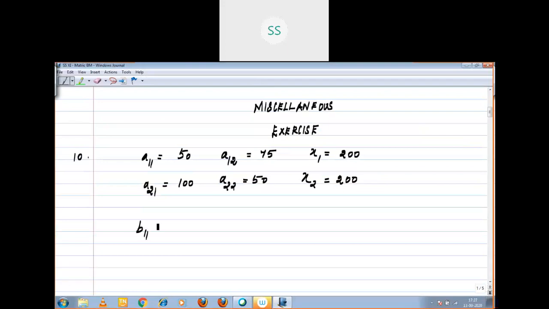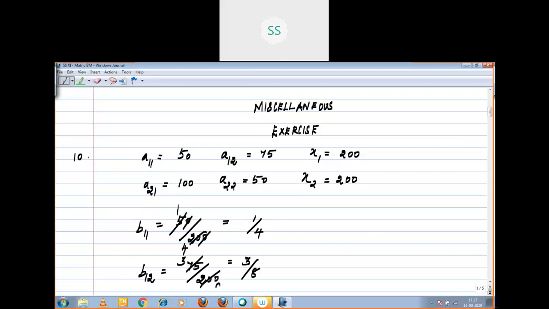First, what is B11? A11 divided by X1. 50 divided by 200, sorry. So what can I get? 1 by 4. B12 is A12 divided by X1, 75 divided by 200, which is equal to 3 by 8. By cancellation, 5 ones are 5, 5 fours are 25; 5 threes are 15, 5 eights are 40.